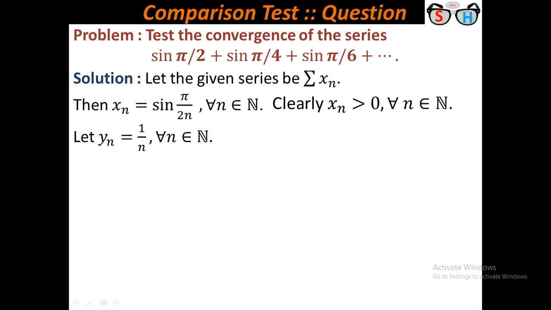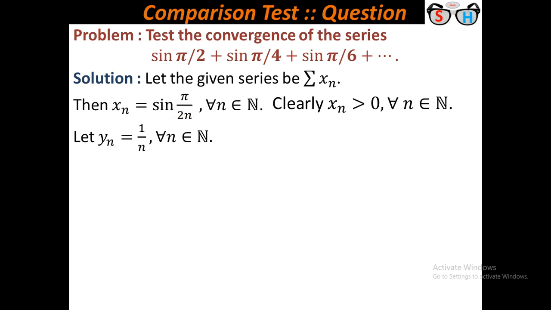Let yn equal to 1 by n. Actually, to use the limit form, we have to choose another series yn for which the limit of xn by yn is a non-zero real number. Here, sin pi by 2n, you have to divide sin pi by 2n by some real number depending on n, for which the resulting limit must be non-zero. Here sin pi by 2n, if you take n tends to 0, that is sin 0.